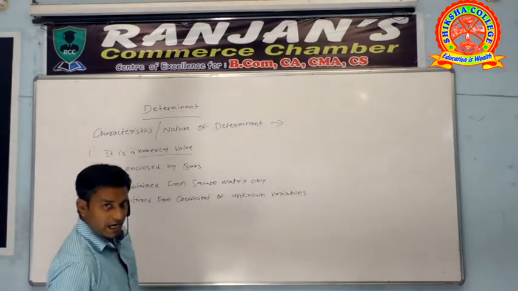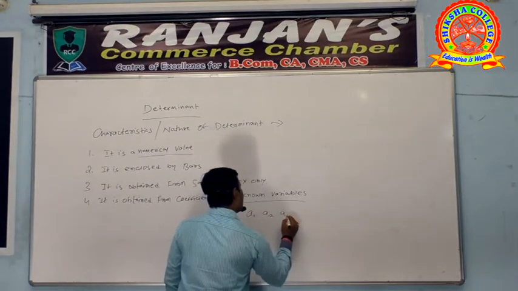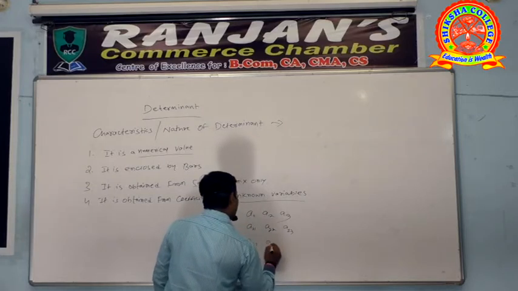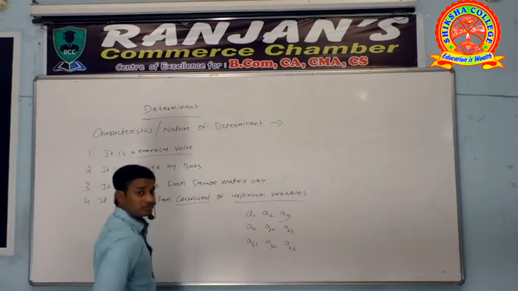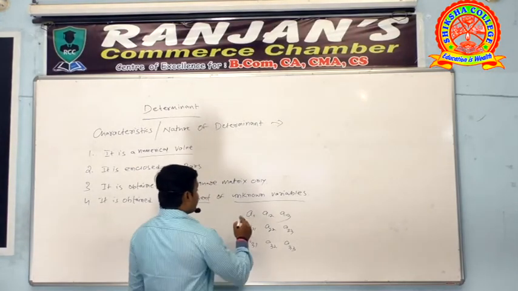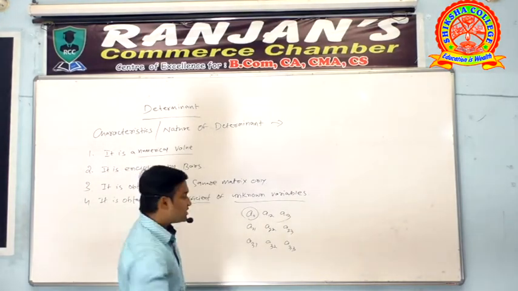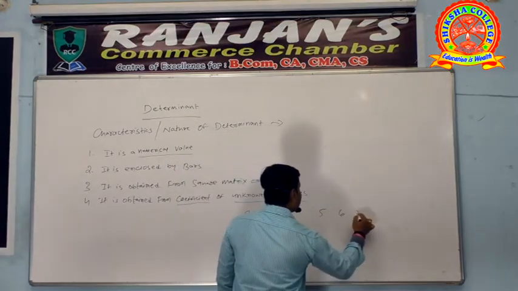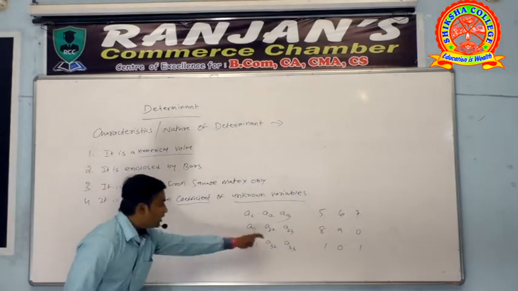Okay, students, I have already discussed the unknown variables: A11, A12, A13, A21, A22, A23, A31, A32, A33. These are the unknown variables, and they represent the coefficients, or what we call the elements. Maybe instead of A11 I write something else. Clear? At the place of A11, if I write 5, 6, 7, 8, 9, 0, 1, 0, 1. Okay, so these are the unknown variables.